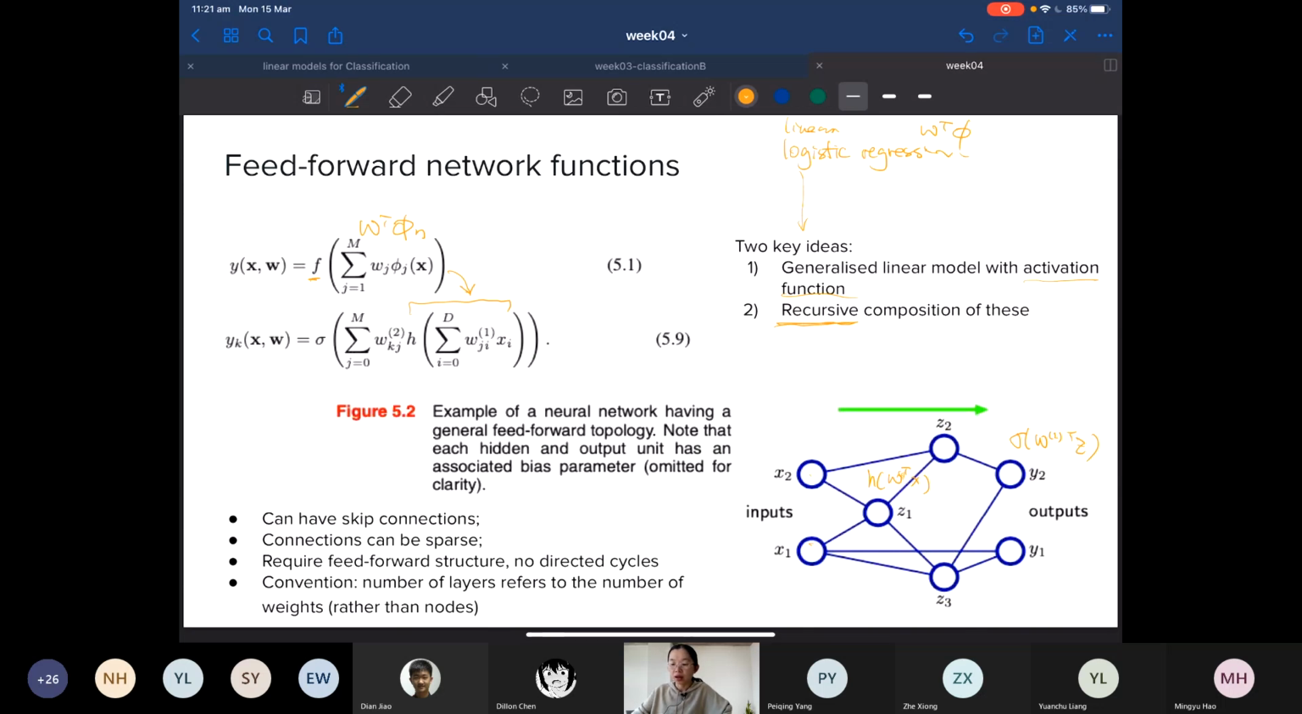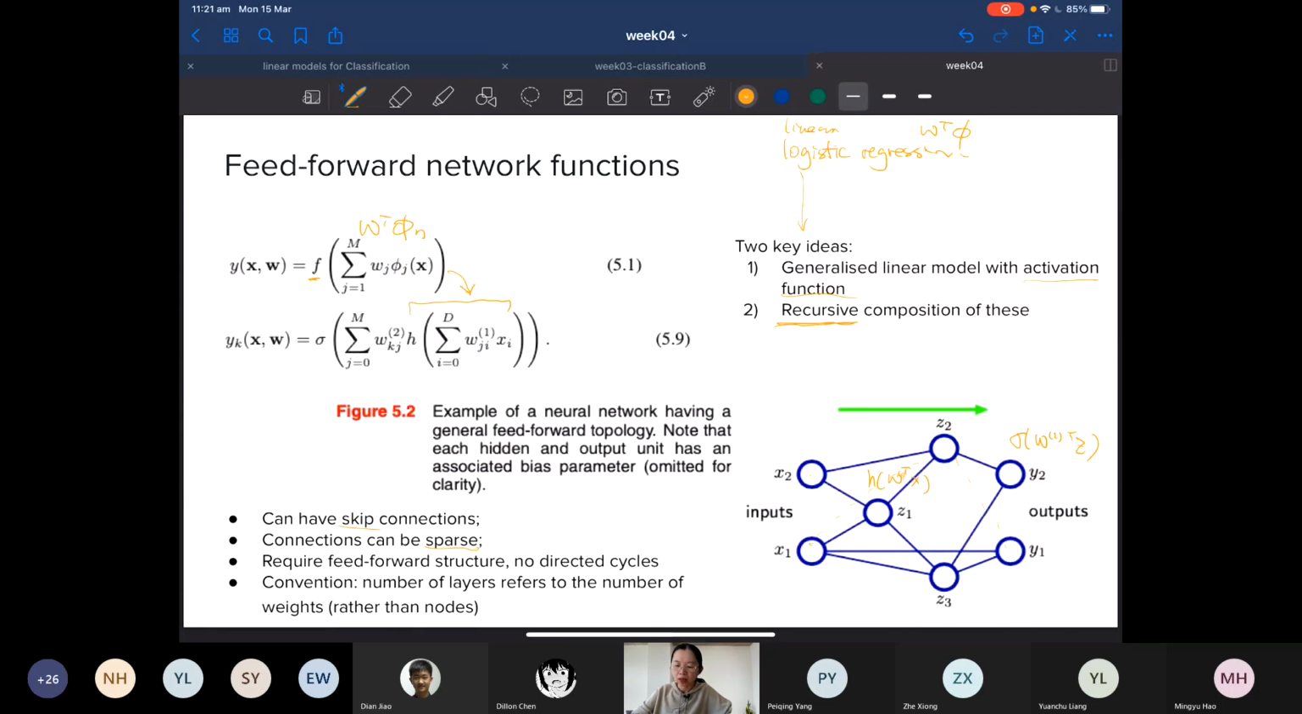So this structure, as you can see, is very general, right? It does not prescribe the network, or that between each x and each z, there has to be a connection, or there is none. For example, this one could have a connection, but it doesn't. This one could have a connection, it doesn't. It can have skip connections. The connections can be sparse.